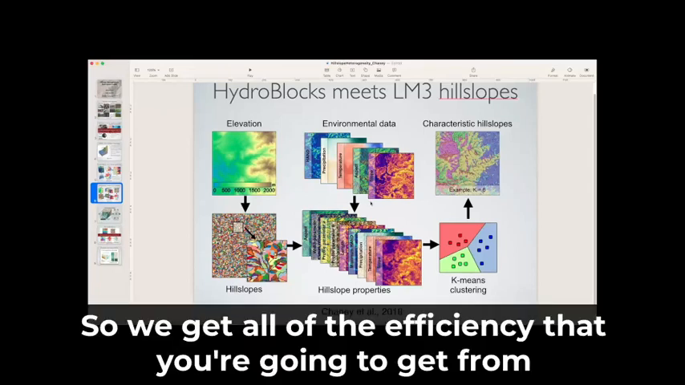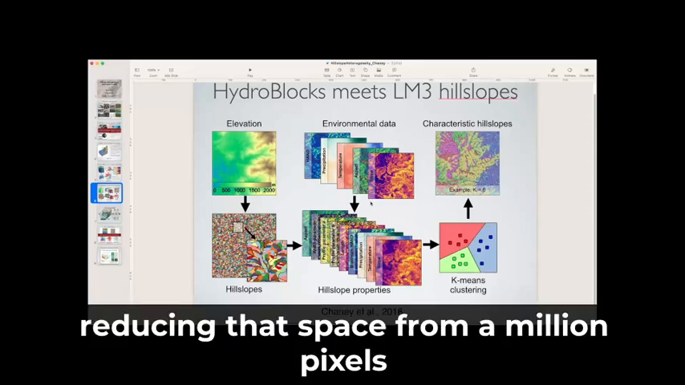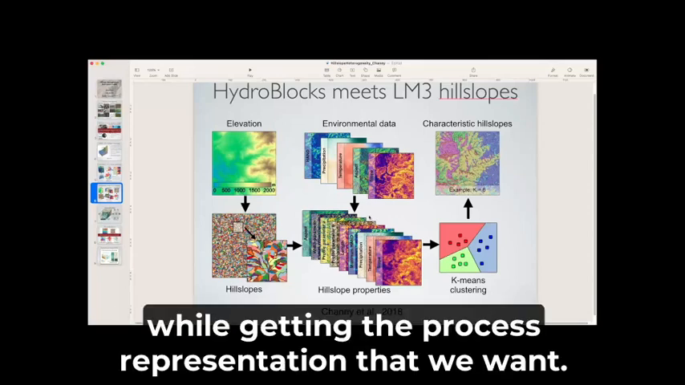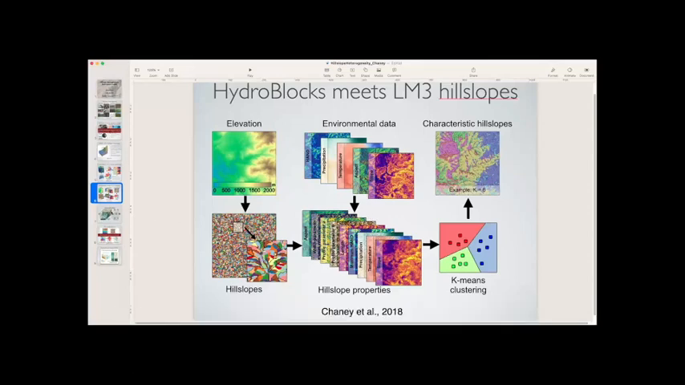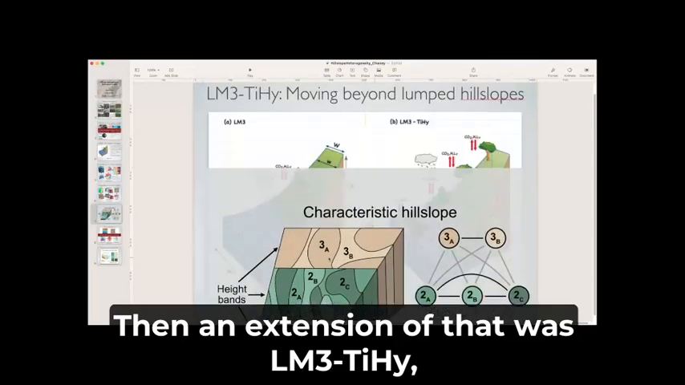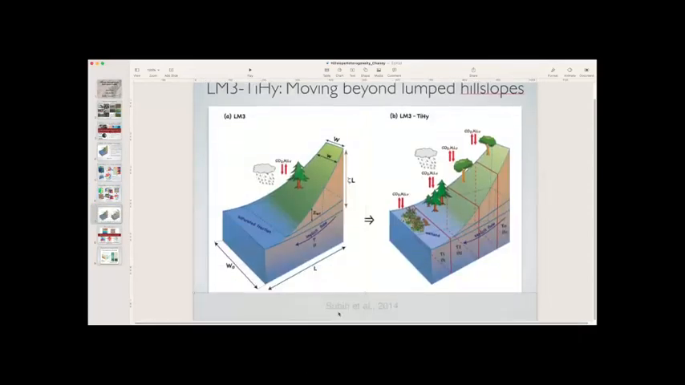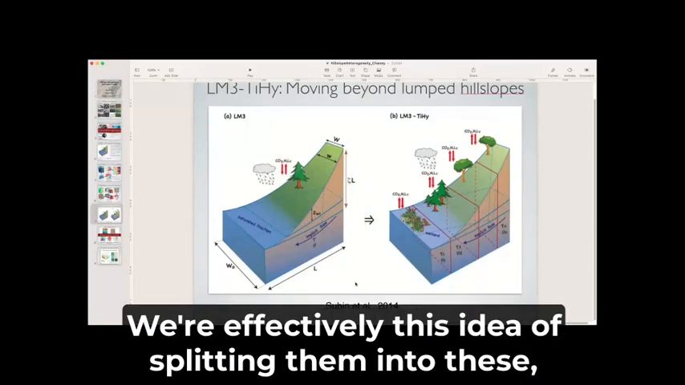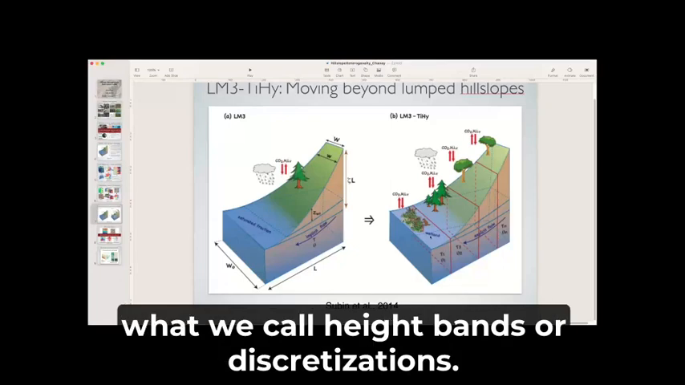So it's a very simple way to come up with this north versus south, convergent versus divergent hill slopes. So we get all of the efficiency that you're going to get from reducing that space from 1 million pixels down to 6 characteristic hill slopes, while getting the process representation that we want. Then an extension of that was LM3-TiHi, on which Chris collaborated heavily with Zach Subin. Effectively, this is the idea of splitting them into what we call height bands, so discretization.